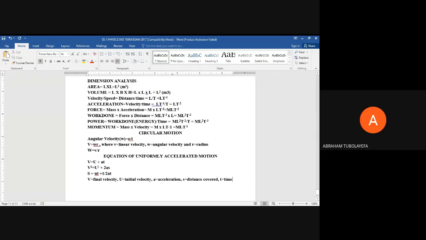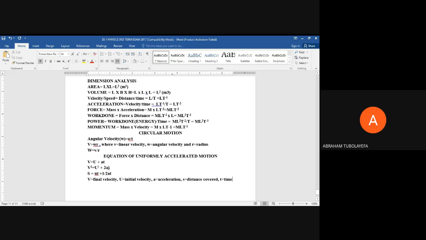So when you are facing such questions, it depends on what you are given. If the body is starting from rest, what will the initial velocity be? Zero. If the body is starting from rest, the initial velocity will be 0. So if you are going to calculate velocity when you have acceleration and time, then you use this formula.